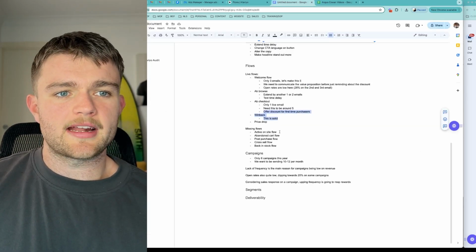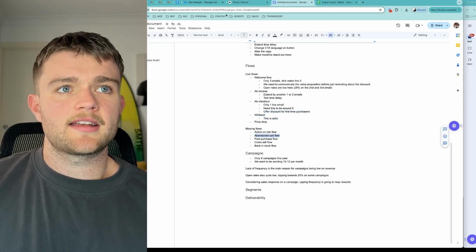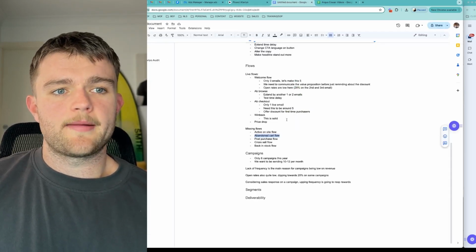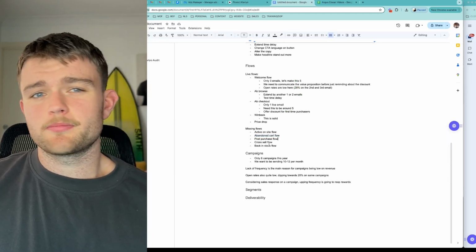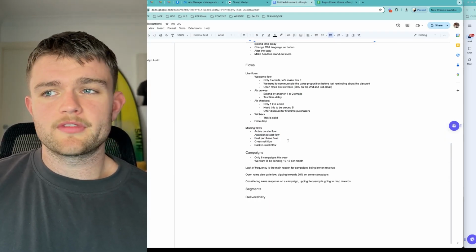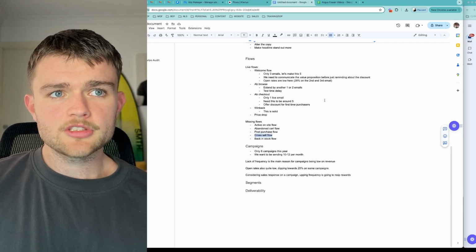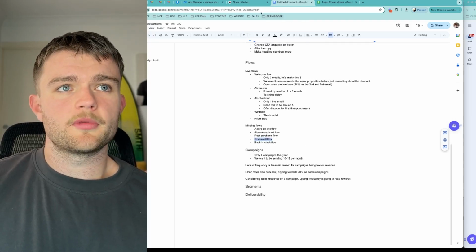So we want to be building out an active on site, an abandoned cart, as they only have the abandoned checkout flow here with the checkout started trigger. The post-purchase flow, that's such an important one for upsells and removing buyer's remorse. Cross-sell flow and a back-in-stock flow. So that's all I would want to touch on for the flows before moving to the campaigns.